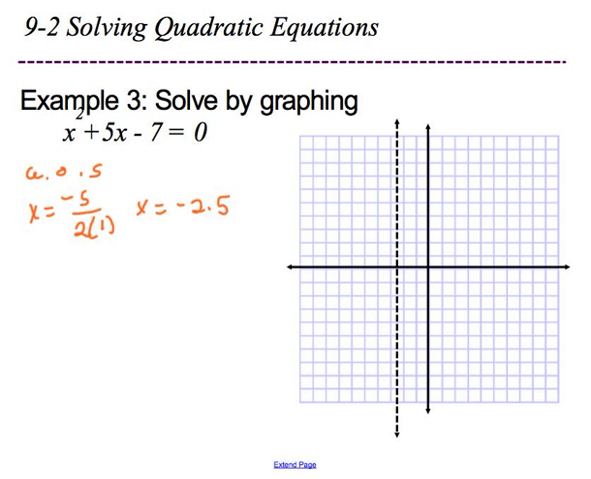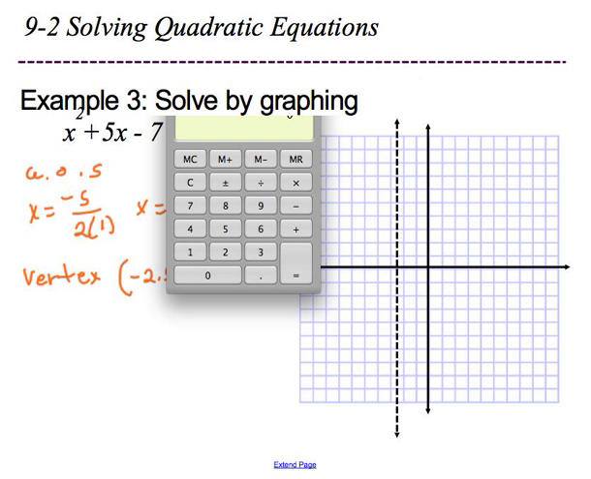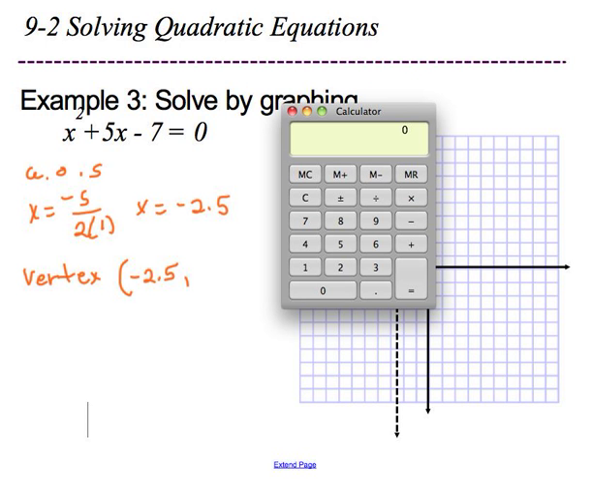And so now we need to find our vertex. We plug in the x value of -2.5, because that vertex is going to lie on the axis. I might need a calculator. Let's see how I do with that one. Using my fancy calculator, I'm going to plug in -2.5.